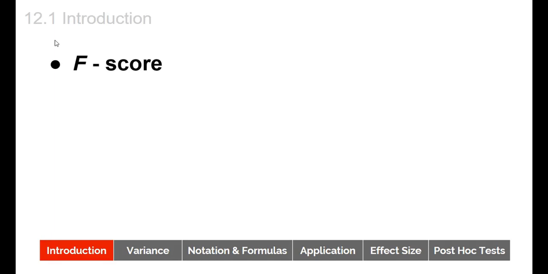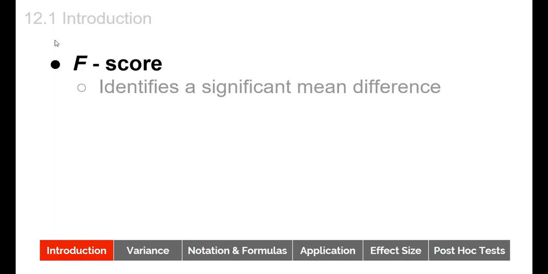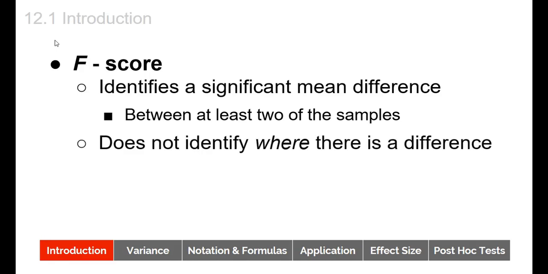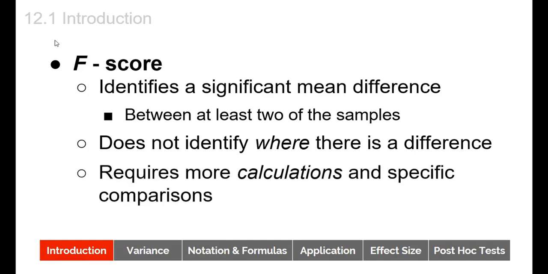And that test statistic I talked about is something called an F-score. We're going to be learning about this. We've been using the t-statistic to evaluate our null hypothesis, but now we're going to be using an F-score. And an F-score identifies if there's a significant mean difference among the groups between at least two of the samples. So as long as there's a difference between two of the samples, we're going to have a significant F-score. But again, it doesn't identify where there is a difference. That requires more calculations and some more specific comparisons that we're going to talk about later.